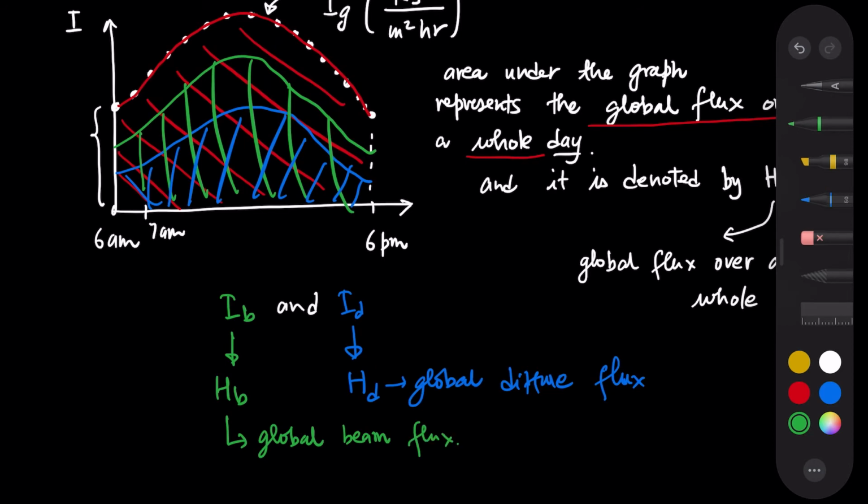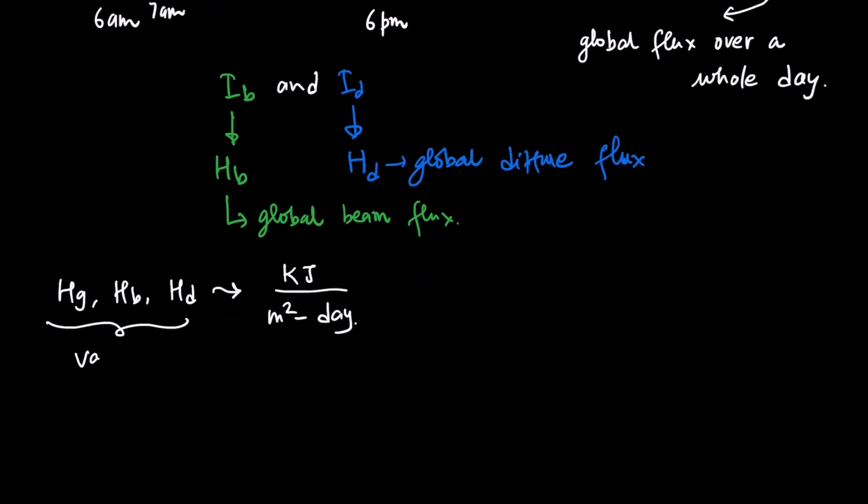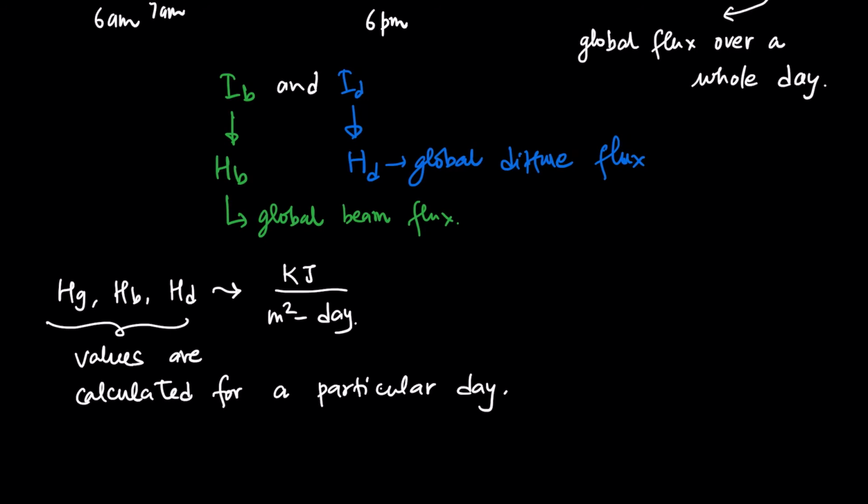Okay, now what is the unit of these three values, Hg, Hd and Hb? Their unit is kilojoule per meter square day. Okay, now the values that we have calculated are for one particular day. But as a researcher we need these values on monthly average basis.